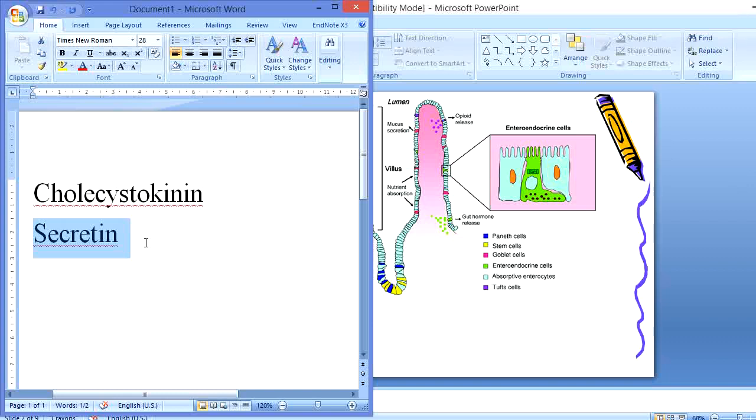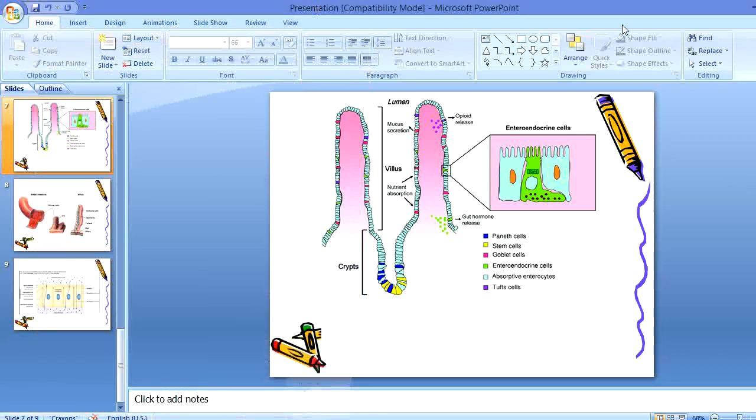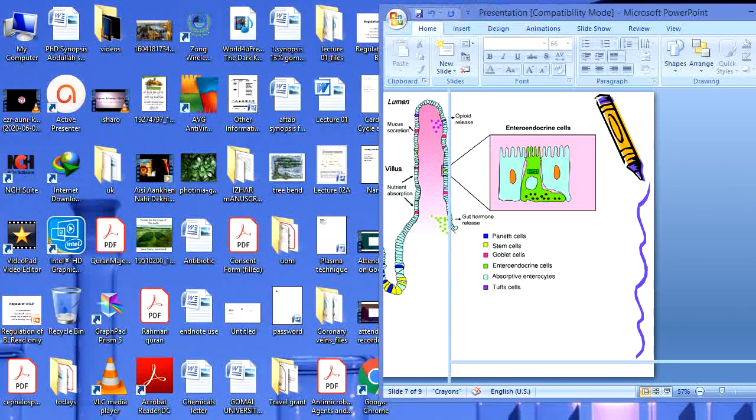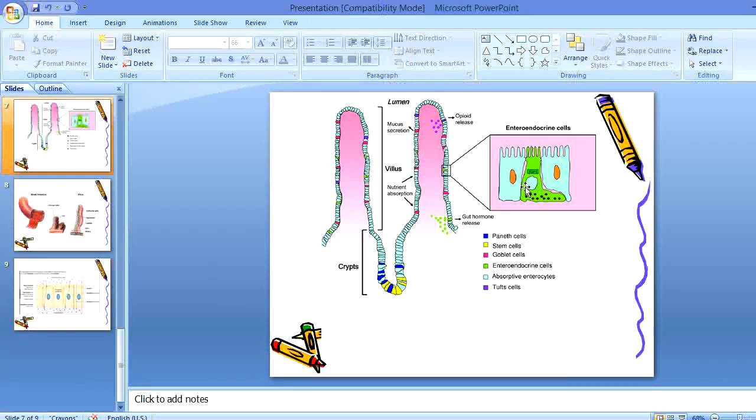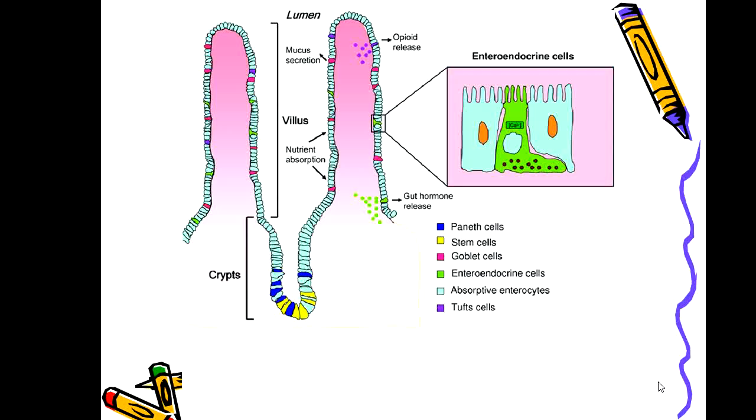Just like pepsinogen in the stomach, over here trypsinogen is secreted, and this trypsinogen is later converted into trypsin by one of the enzymes secreted by the enterocytes. Enterocytes secrete the enzyme called enterokinase, and enterokinase is responsible for the conversion of trypsinogen into trypsin. So the absorptive enterocytes are responsible for the absorption of a large number of nutrients from the intestine.